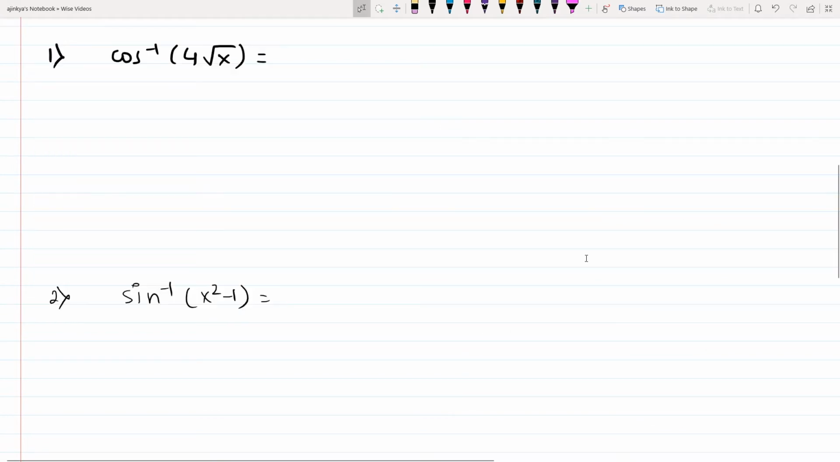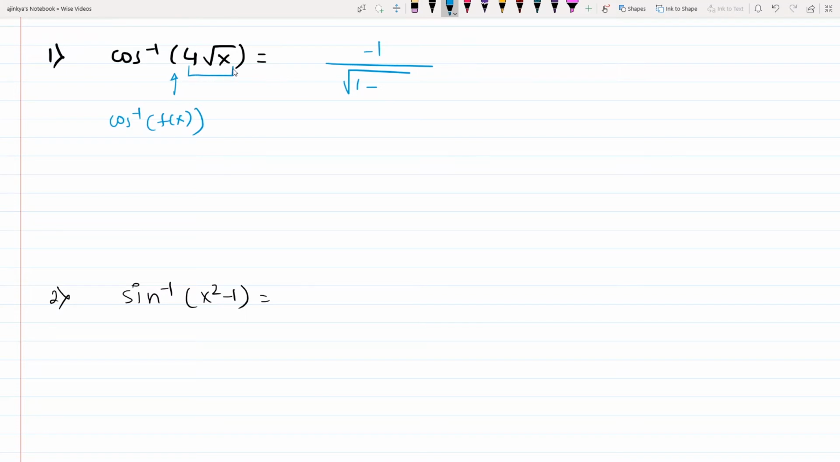Now we have two different questions and we have another third question, but we are going to see how they can be solved and what is the main purpose of it. Clearly this question is very easy and it is of the form cos inverse of f of x, and we have a straight formula for this, which is nothing but minus 1 under root of 1 minus f of x square. Here f of x is 4 under root x, so we can directly square it.